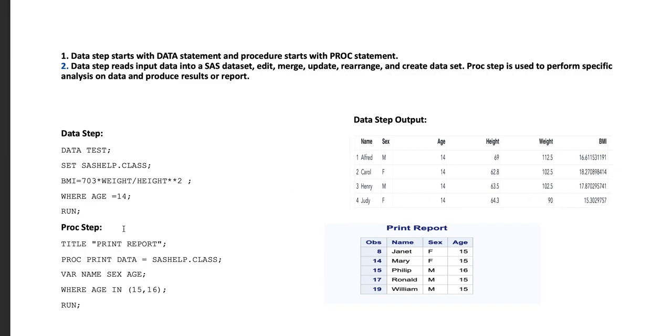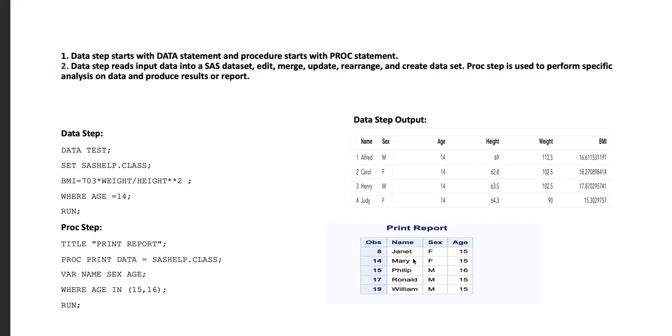In case of proc step, it starts with a proc statement. And also variables can be controlled by the var statement here. And also age can be controlled by the where condition. When we run the second program, we will obtain the report as shown in the right side of the window, that is the second table.